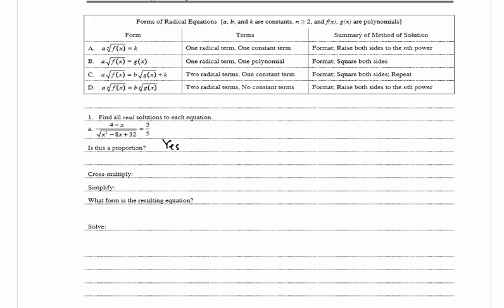So we have 4 minus x times 5 is equal to 3 times the square root of x squared minus 8x plus 32. And now they want us to simplify. So we're going to distribute the 5 through the parentheses, and we're going to have 20 minus 5x is equal to 3 times the square root of x squared minus 8x plus 32.